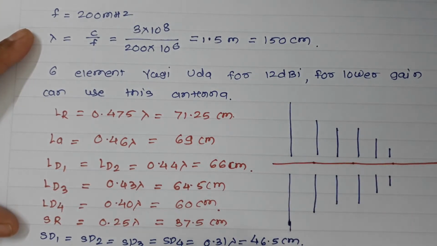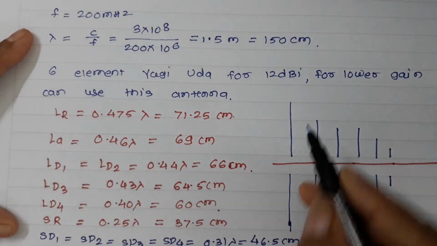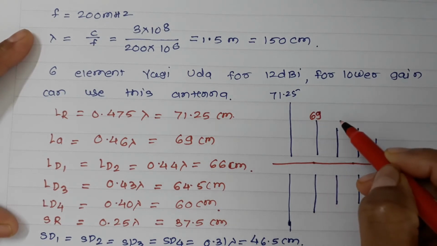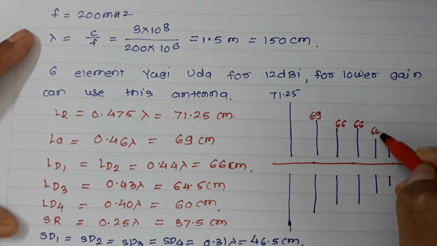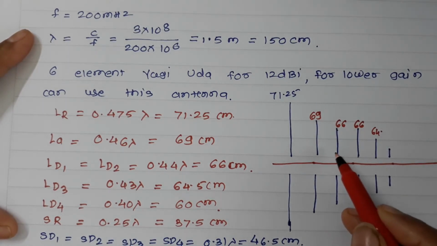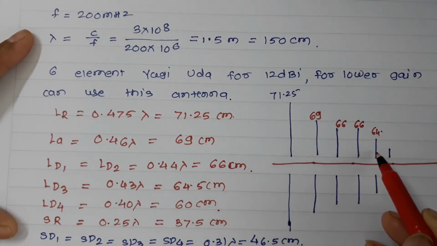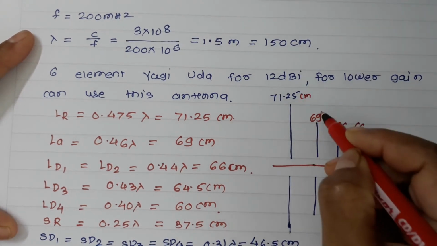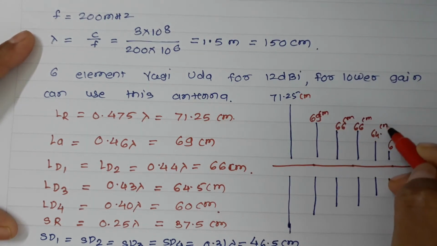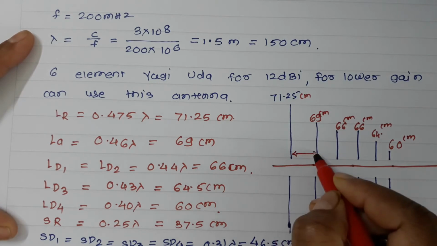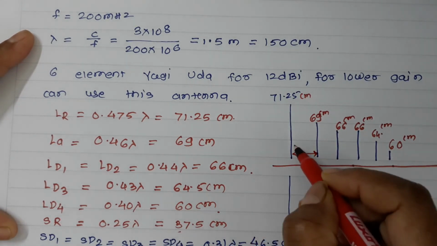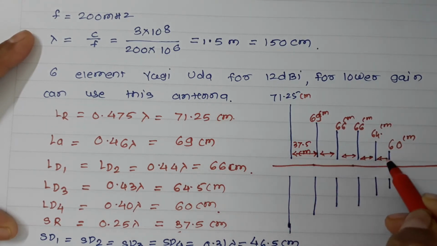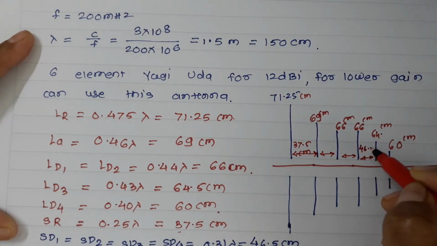So this particular length here, LR, will be 71.25 centimeters. This will be 69, this will be 66, 66, then 64.5, and then 60 centimeters. So all these lengths will be in centimeters. Now let us talk about the spacing. This spacing here will be SR, 37.5 centimeters, and all the other spacings will be the same, 46.5 centimeters.